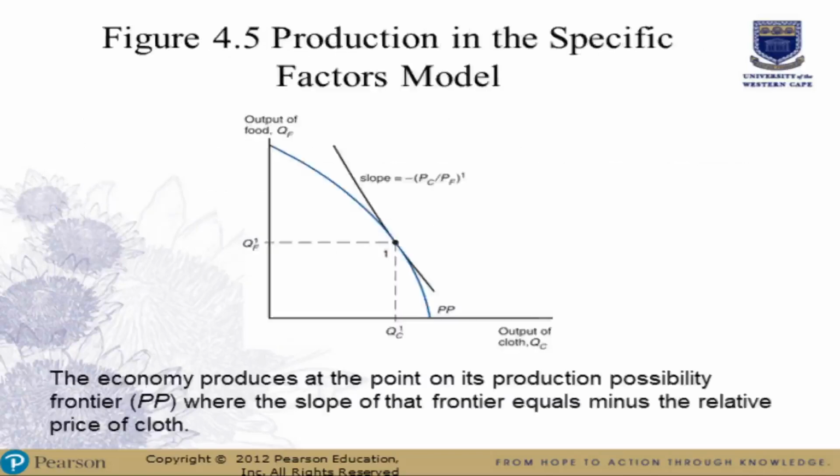Figure 4.5 shows the equilibrium production point in the economy as reflected at point 1. At point 1, the negative slope of the PPC equals the negative relative price of cloth in terms of food. Also, at this point, a total of QC output of cloth is produced together with the total of QF output of food in the economy.